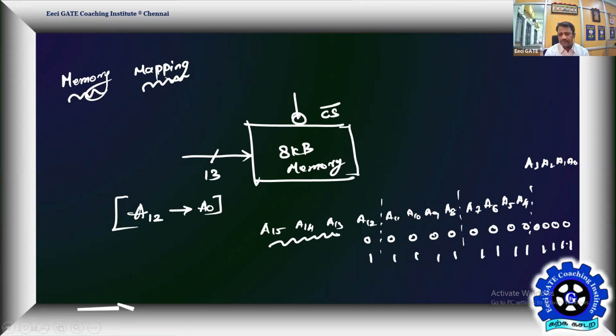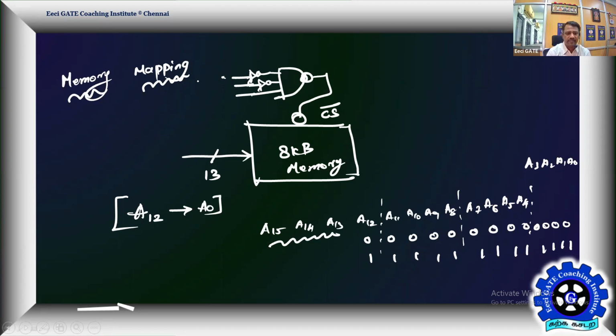Then you can configure. For example, I give a NAND gate with 3 inputs, A15, A14, A13. It's up to me how to configure this using some mapping. Let me say there is a NOT, and then this is a 1. Then this is connected to a NAND gate, enabling the chip selection bar.